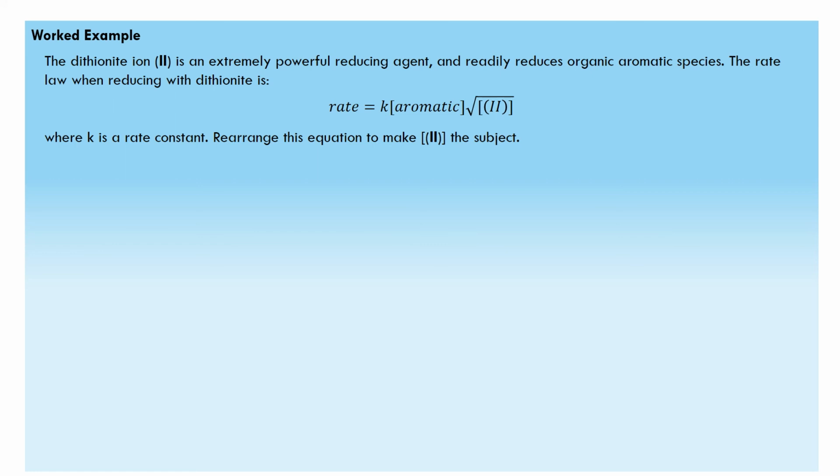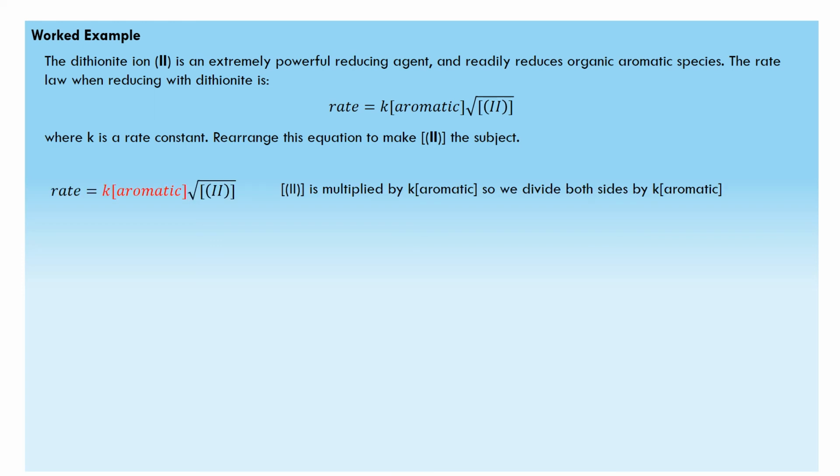The rate law when reducing with dithionite is written as rate equals k multiplied by the concentration of your aromatic species multiplied by the square root of your concentration of dithionite ions. k here is the rate constant. And in this worked example, we're asked to rearrange the equation to make the concentration of dithionite ions the subject.